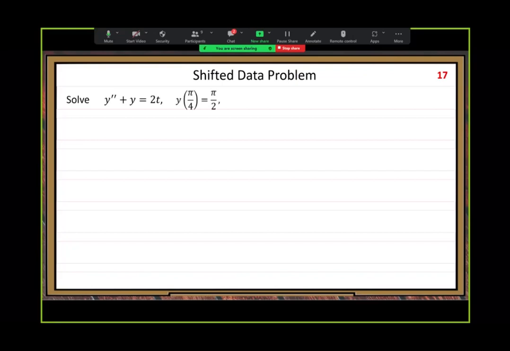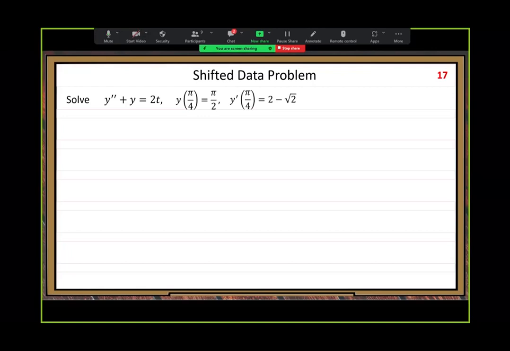But the special part is the initial value. We have the initial value at pi over 4. It's not 0. If it's at 0, we can do it easily. But here, the initial value occurs at pi over 4, a non-zero point. Why is it so different? Why is the initial point not at 0 so different?